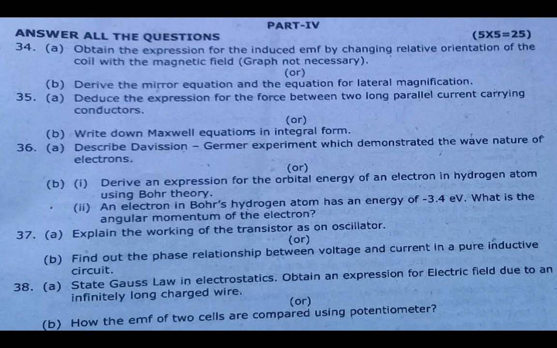Question number 37 A. Explain the working of the transistor as an oscillator. Or 37 B. Find out the phase relationship between voltage and current in a pure inductive circuit. Question number 38 A. State Gauss law in electrostatics. Obtain an expression for electric field due to an infinitely long charged wire. Or 38 B. How the EMF of two cells are compared using potentiometer.